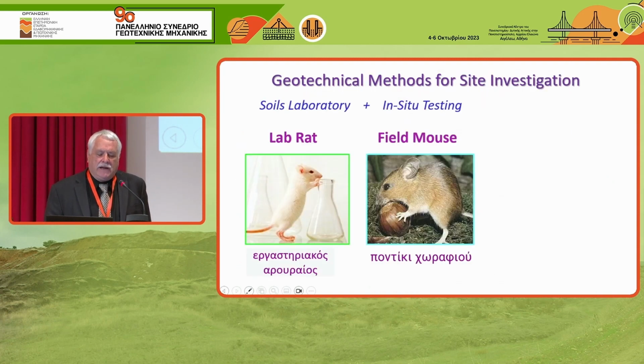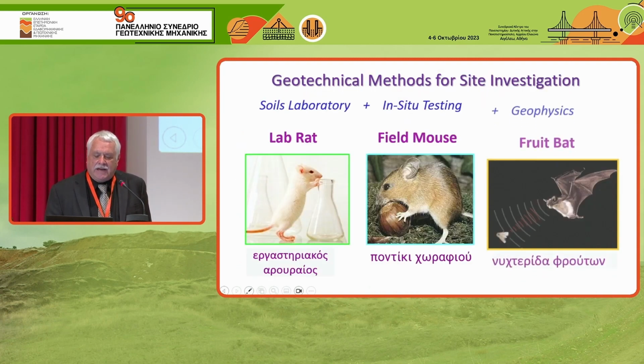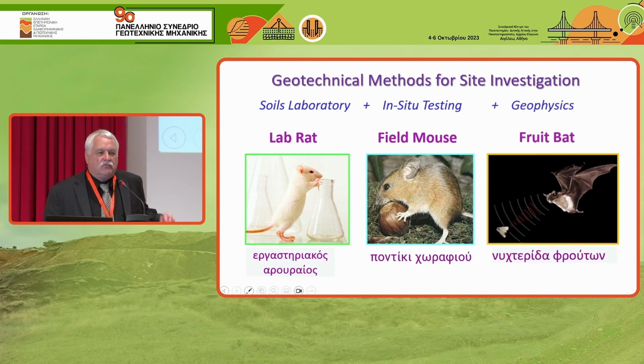So not only do we have lab rats and field mice, we have now geophysics represented by the fruit bat. Because fruit bats send out ultrasonic beep, beep, beep, beep, beep to find their food. Tasty food. It's not that tasty, but anyhow. So I think to be a great geoengineer in characterization now, you need to be a little bit of each of these little rodent type mammals.